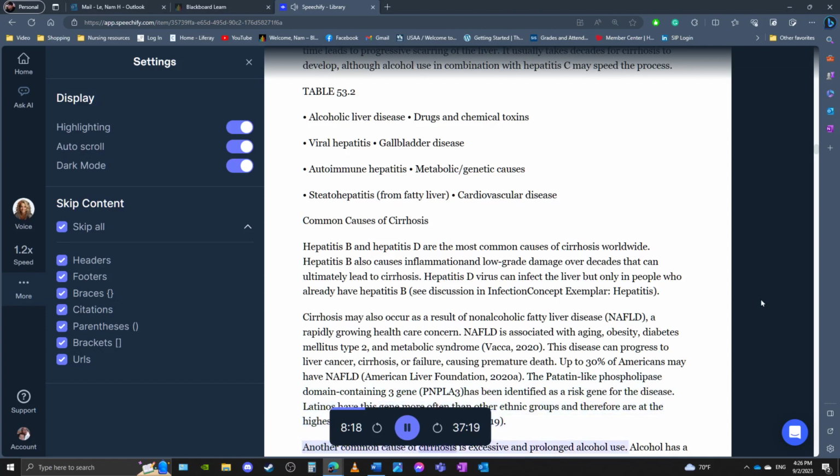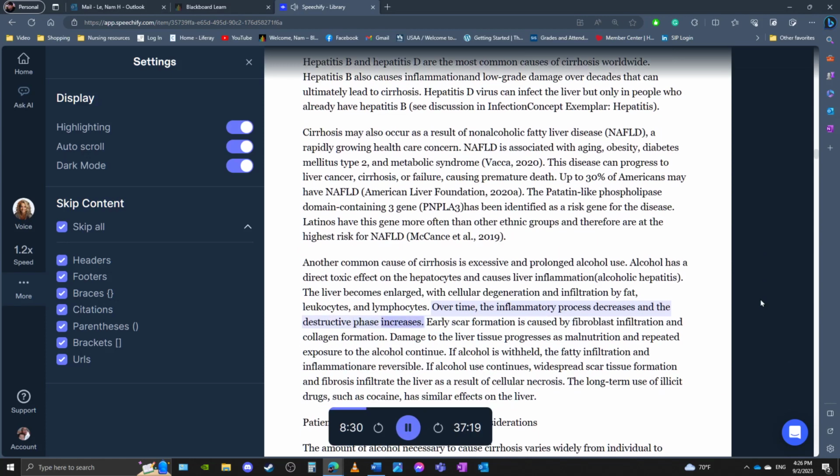Another common cause of cirrhosis is excessive and prolonged alcohol use. Alcohol has a direct toxic effect on the hepatocytes and causes liver inflammation. The liver becomes enlarged, with cellular degeneration and infiltration by fat, leukocytes, and lymphocytes. Over time, the inflammatory process decreases and the destructive phase increases.